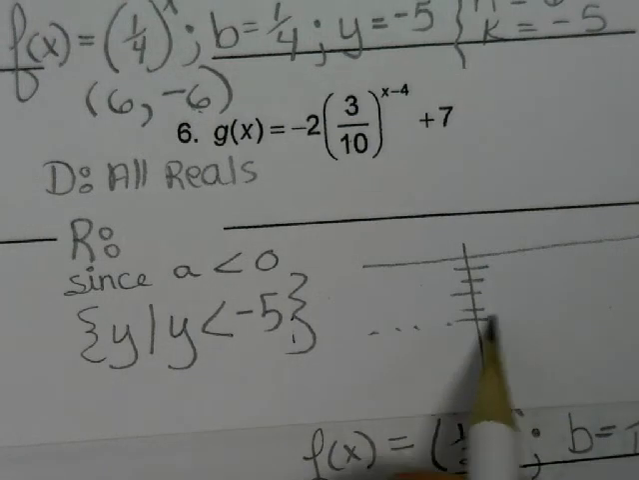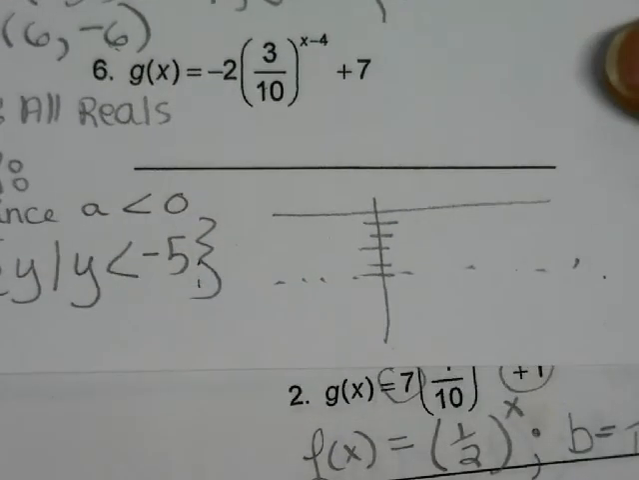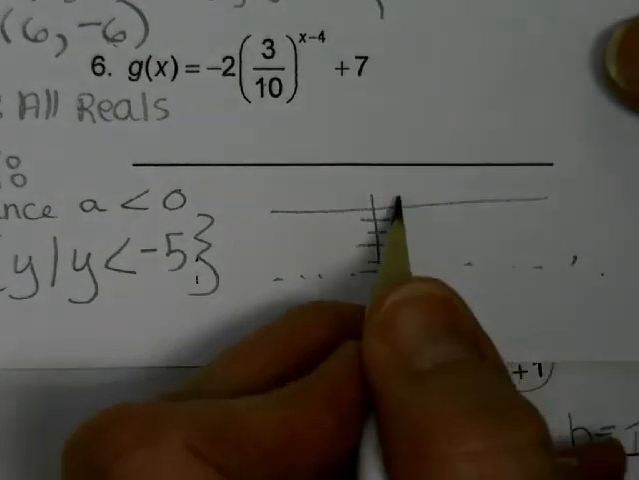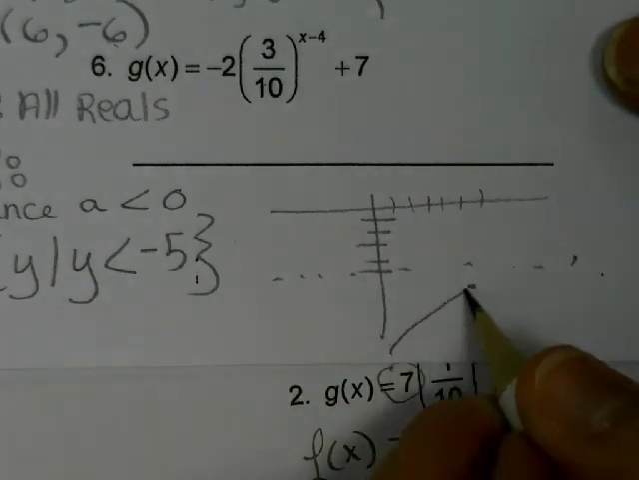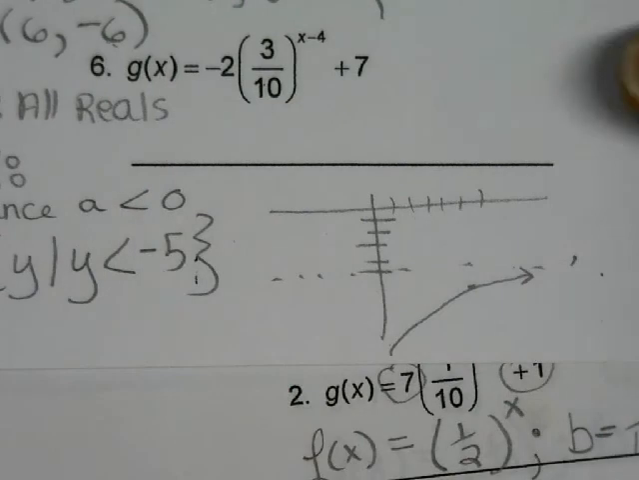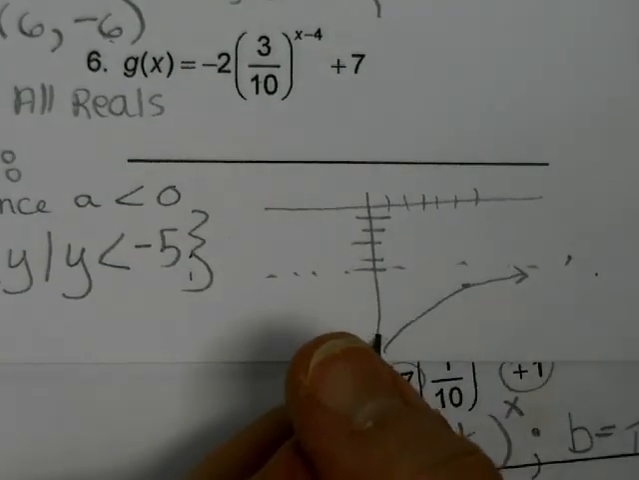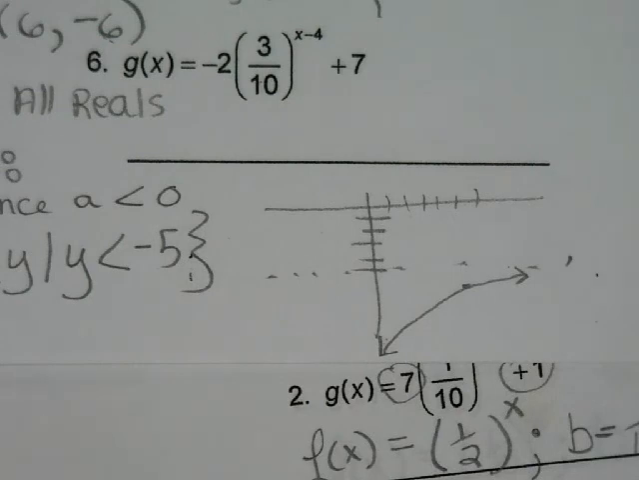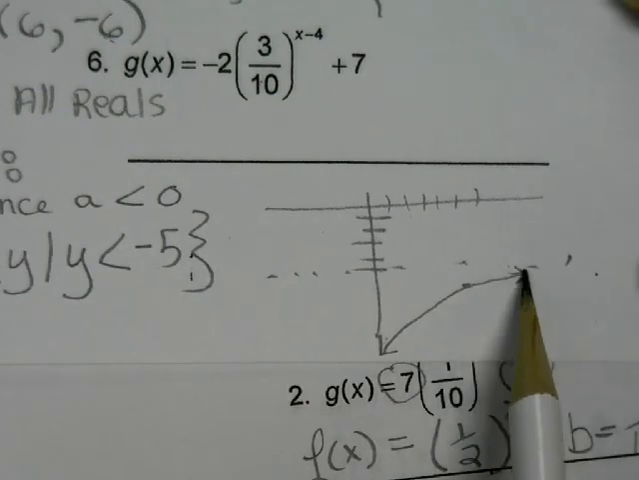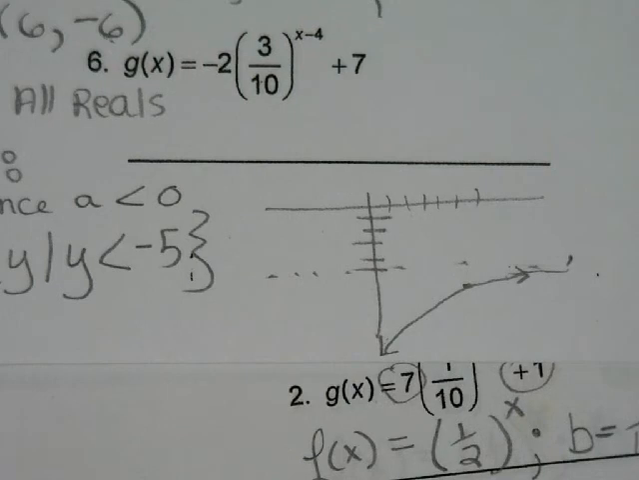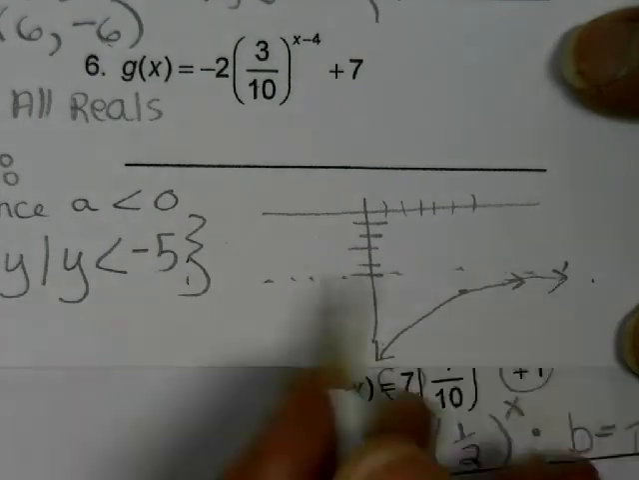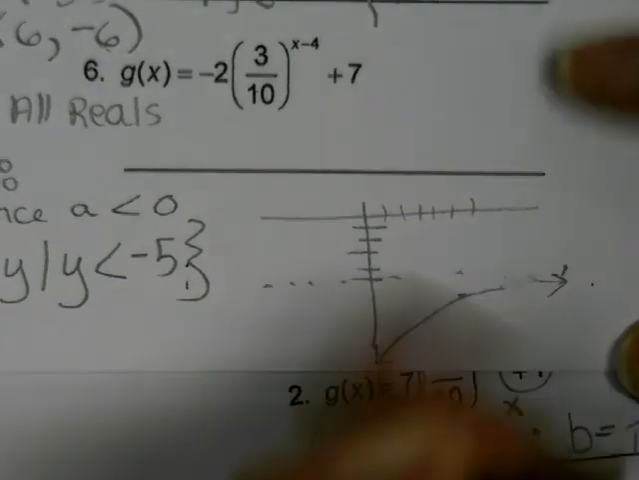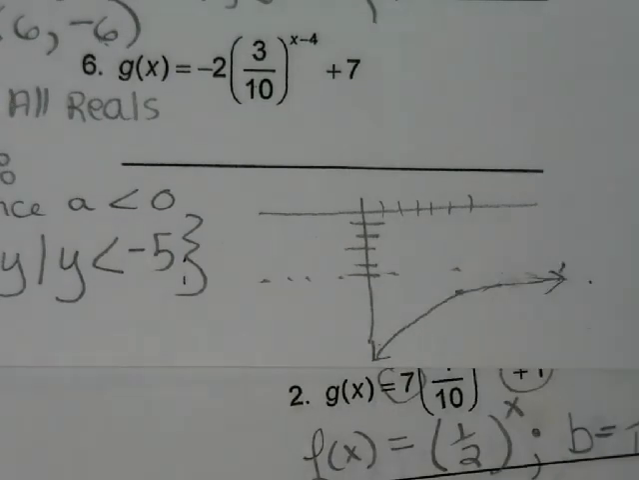So what does that look like on a graph? Here's my asymptote. According to this, if I go 6 over and -6 down right there, my curve's going to get close to -5, but it will not hit -5. Then it goes down to the left forever, but in pure mathematics, it will never intersect the line y equals -5.